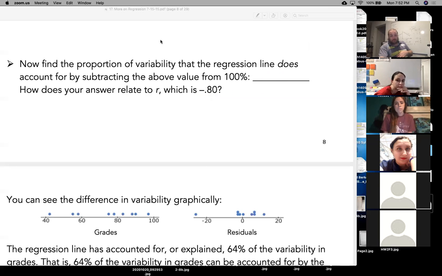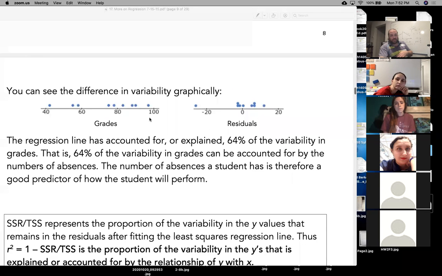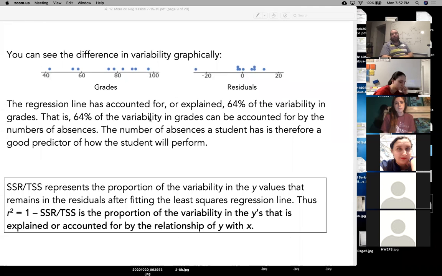Hopefully that's a little more clear than it was before. And it says here, you can see the difference in variability graphically. Notice that if we graph the grades, you see that the grades are kind of spread out, whereas if you graph the residuals, there's one little guy off to the left, but for the most part, they're very tightly packed, which accounts for the fact that the SSR was so small compared to the TSS.